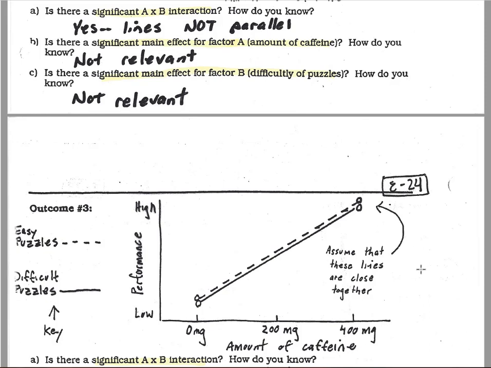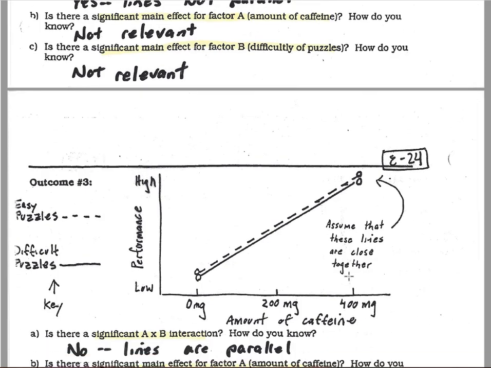And you've resumed the video. Let's see what Dr. Hatcher's answers are. Question A, is there a significant A by B interaction? How do you know? No, there's no interaction here. How do you know? The lines are parallel to one another. I'm getting the same effect regardless of whether I looked at the dashed line or the dotted line.